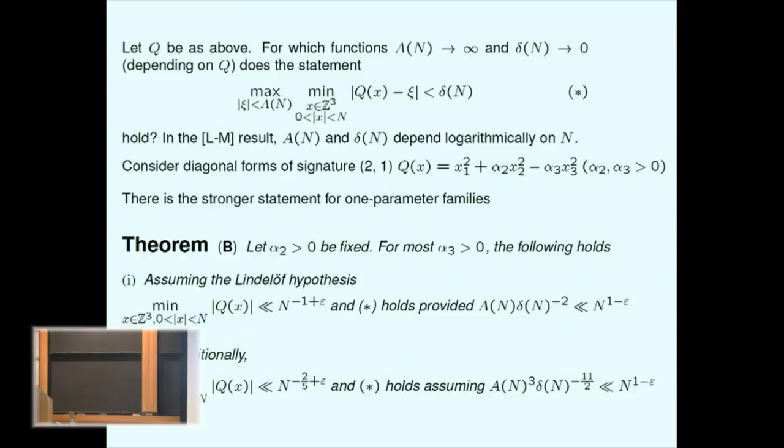Could you expect to get the same result for all points but a finite set? For all parameters alpha 3 but a finite set? Well, you could start wondering whether, or even say more modest. Well, in any case, you would have to assume that.